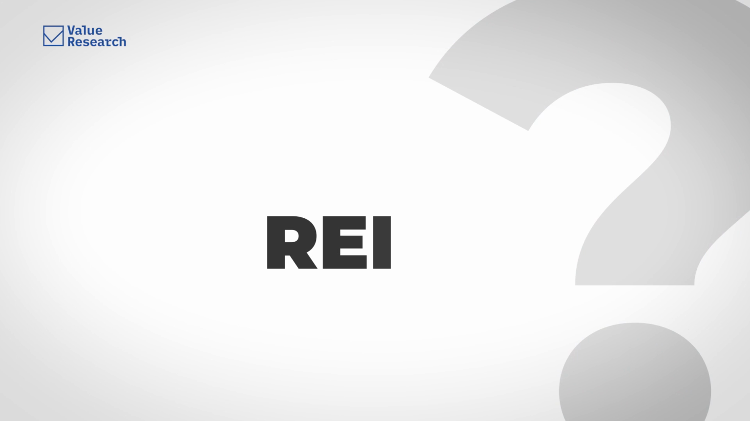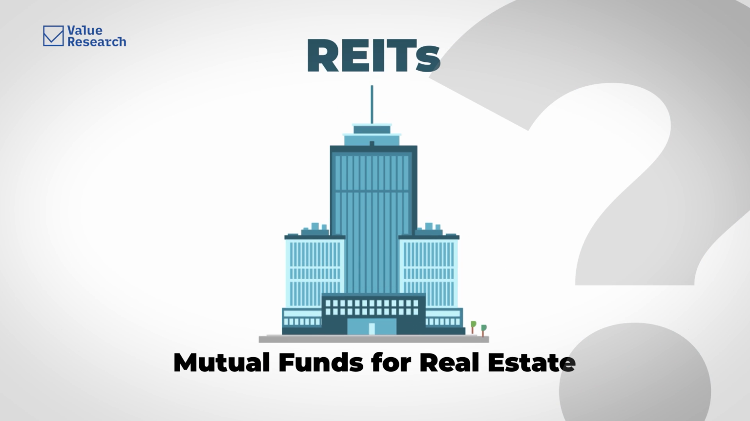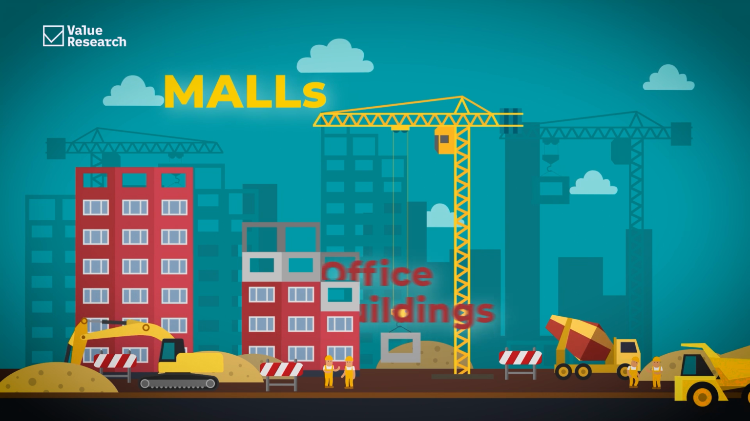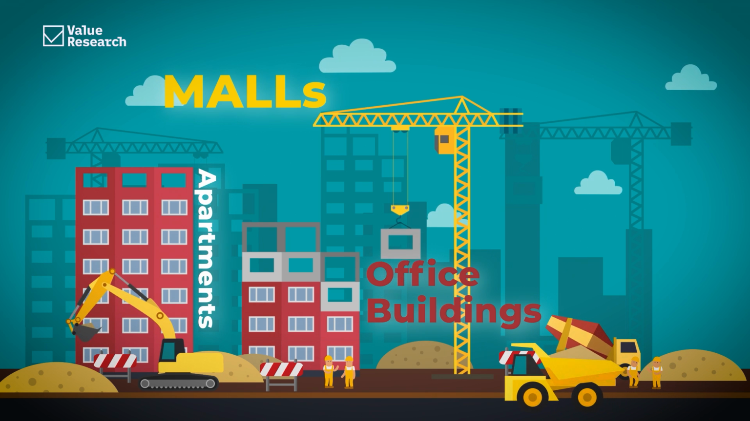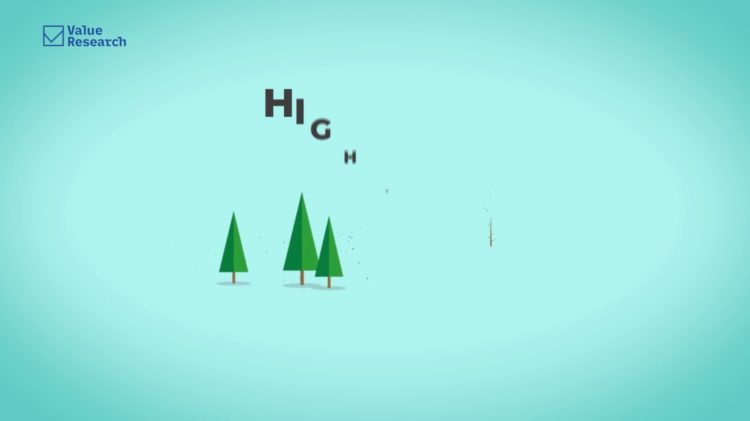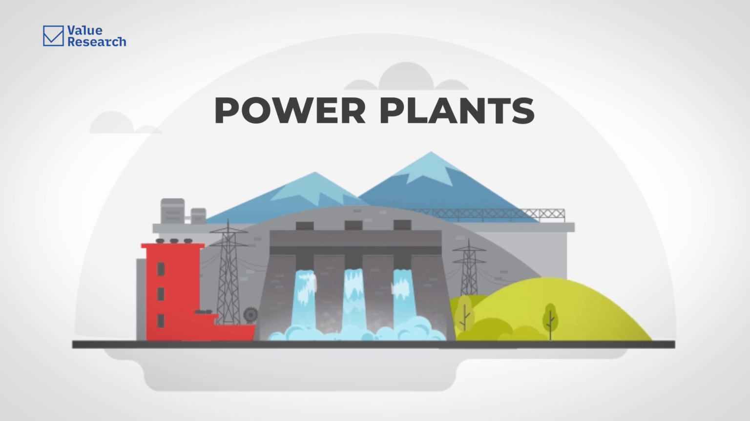Well, REITs are like mutual funds for real estate. They pool money from investors to buy, operate, and manage income generating properties such as malls, office buildings, and apartments. InvITs, on the other hand, invest in infrastructure assets like highways, power plants, and telecom towers.